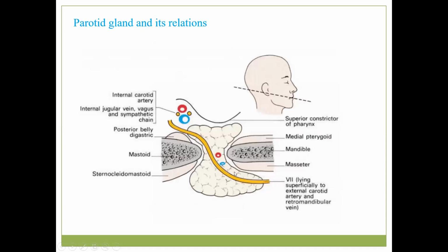And this picture shows the relations of the parotid gland. See its close relations to the internal carotid artery, internal jugular vein, vagus nerve, and the sympathetic chain.